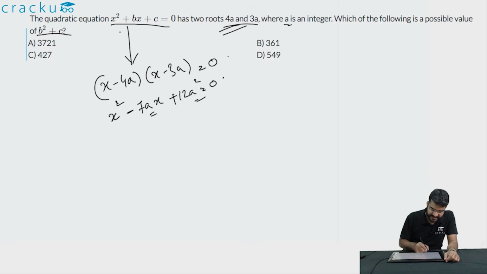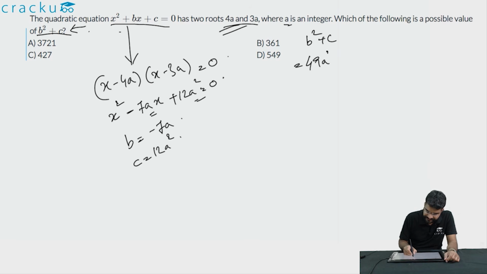But this would imply that b is equal to minus 7a for some integer a, and c is equal to 12a square for some integer a. So the value of b square plus c will become: b square is minus 7a whole square, which is 49a square, and c is 12a square. So b square plus c is of the form 61a square.